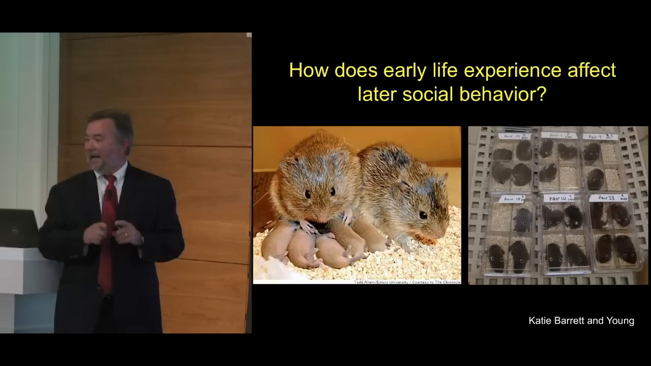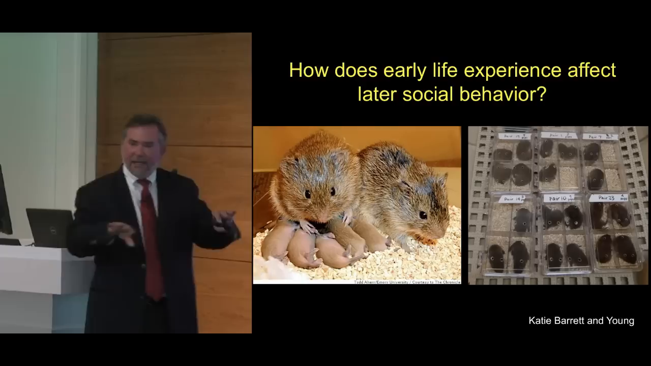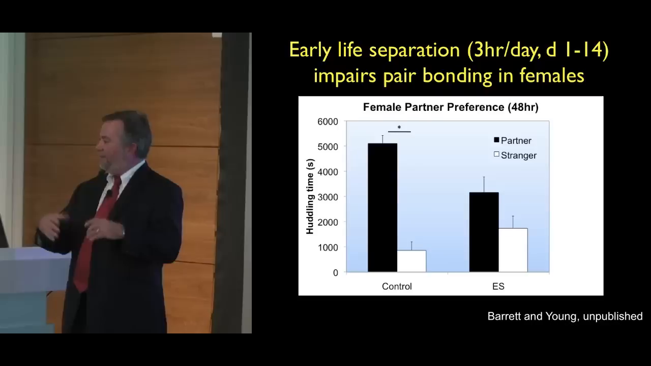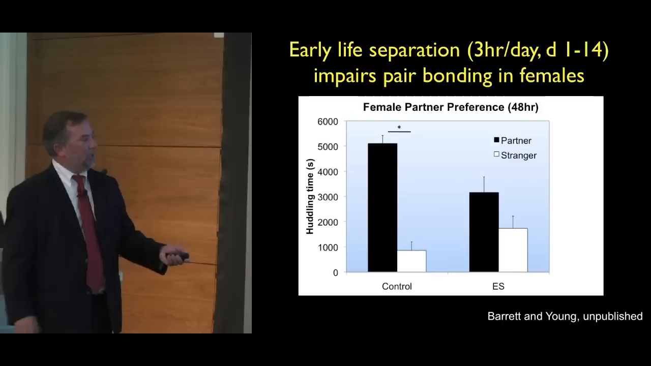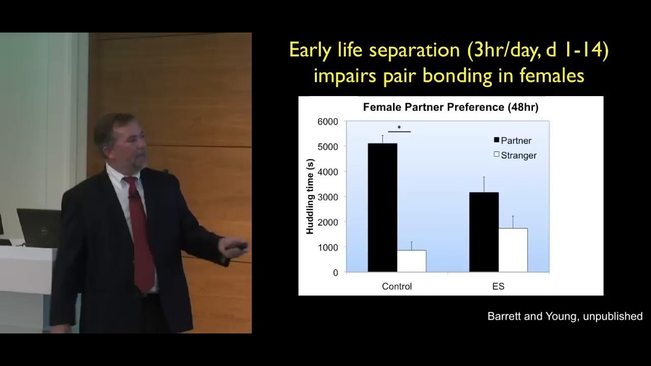After that, we treated them exactly the same as we normally do. We had control animals that did not get this early life separation. So it's creating a period of social isolation. And then we let the animals grow up, and we see how that affected their ability to form bonds later in life. And this shows that the control animals that we did not influence, that we didn't mess with, spent much more time with the partner and the stranger, so they formed the bond normally. But the animals that had that early life neglect for the first 2 weeks of life had a much more difficult time forming a bond.